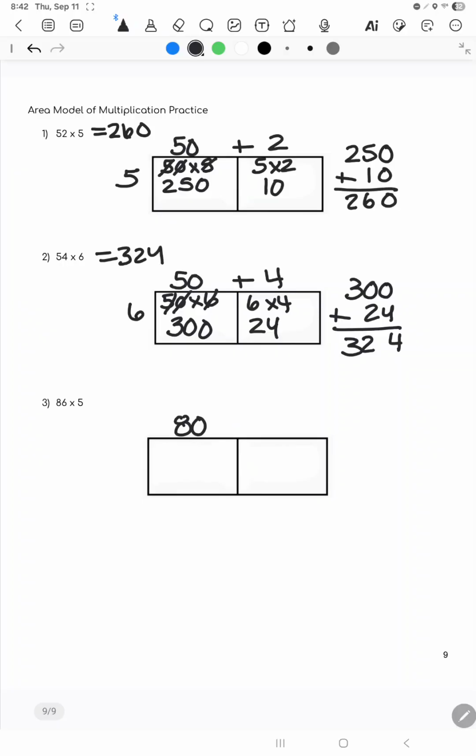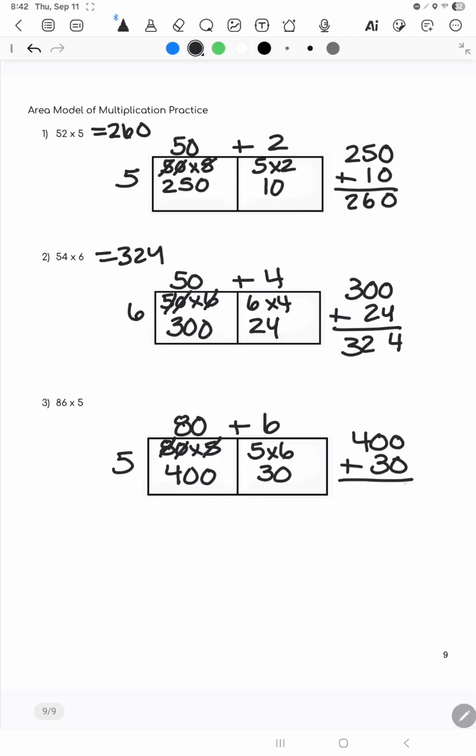86 times 5 is 80 plus 6 times 5. Okay, 5 times 8 is 40. Add 1 power of 10, that's 400. 5 times 6 is 30. Add the two partial products. And we are good to go.